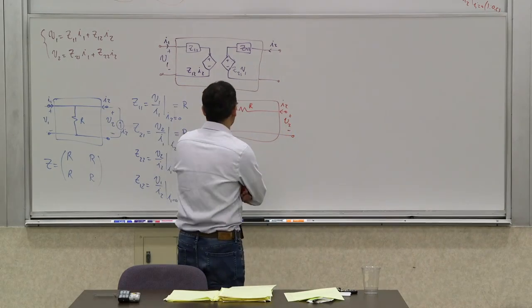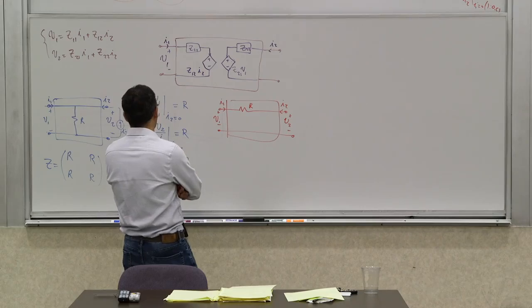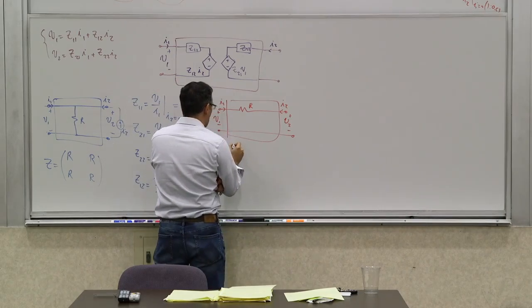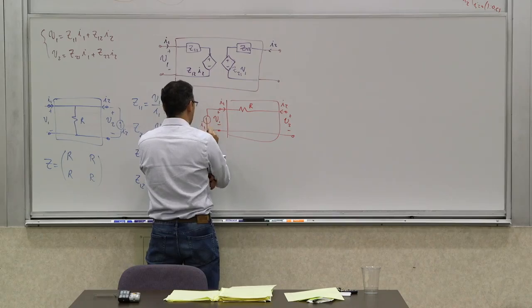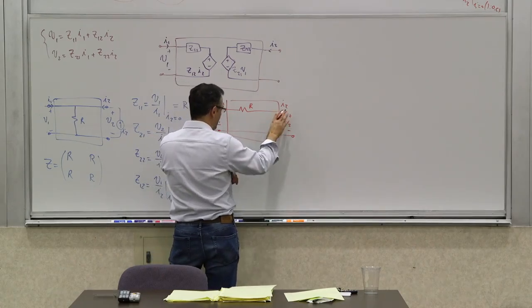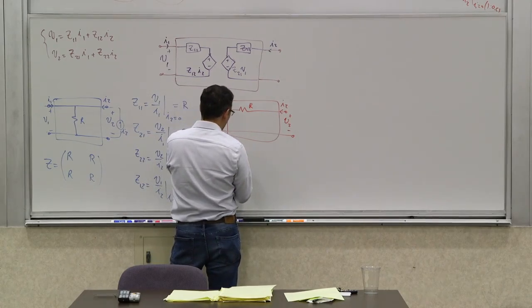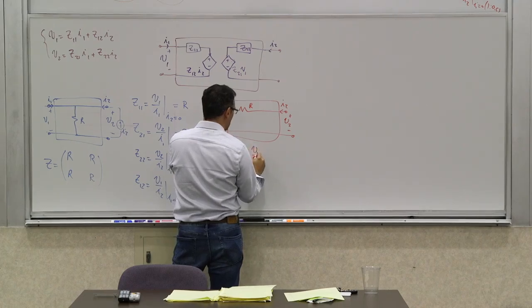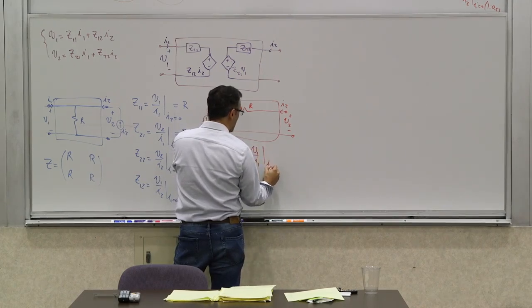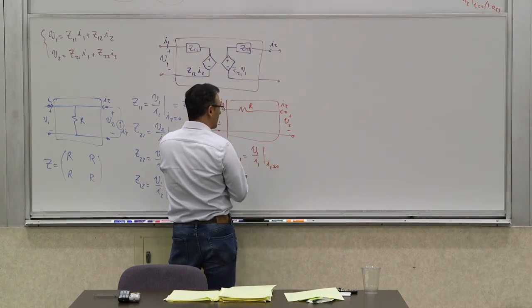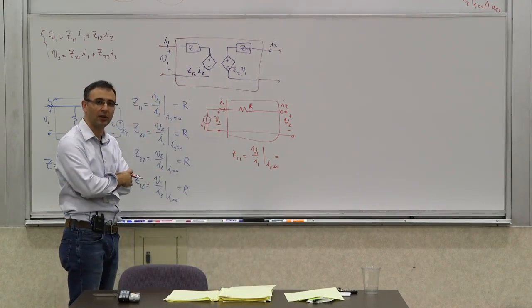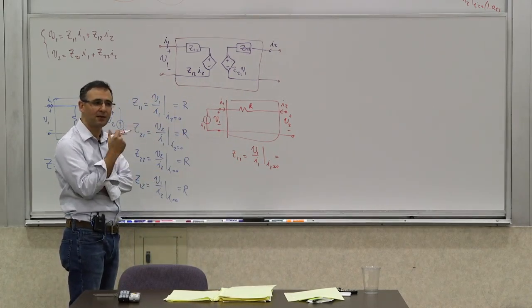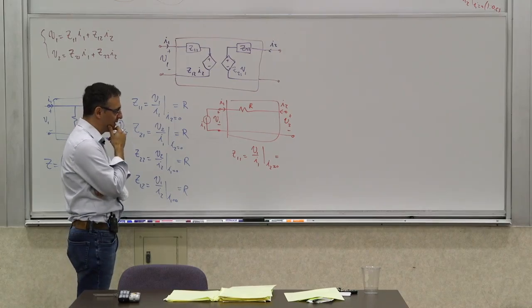So what do we get in this case? Well, let's evaluate Z11. To evaluate Z11, you have to apply current source I1 here and leave the other terminal open and find Z11, which is the ratio of V1 over I1 when I2 is 0. But what is that value? Does that work? If you think about it for a second and see if it works.